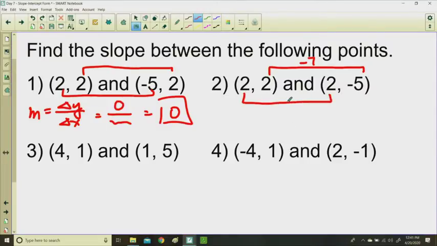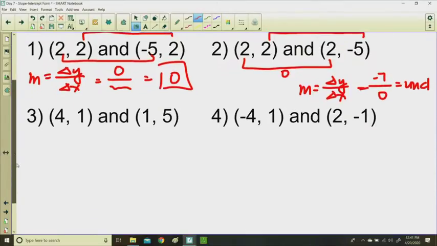So my next one, 2, 2. You can tell that's going to be 0 already. And if you go based off of the definition of slope, the change in y over the change in x, that's going to be -7 over 0. Hopefully you remember that you cannot divide by 0, so that means that this slope is undefined. All right, so go ahead and take a look at the next one.